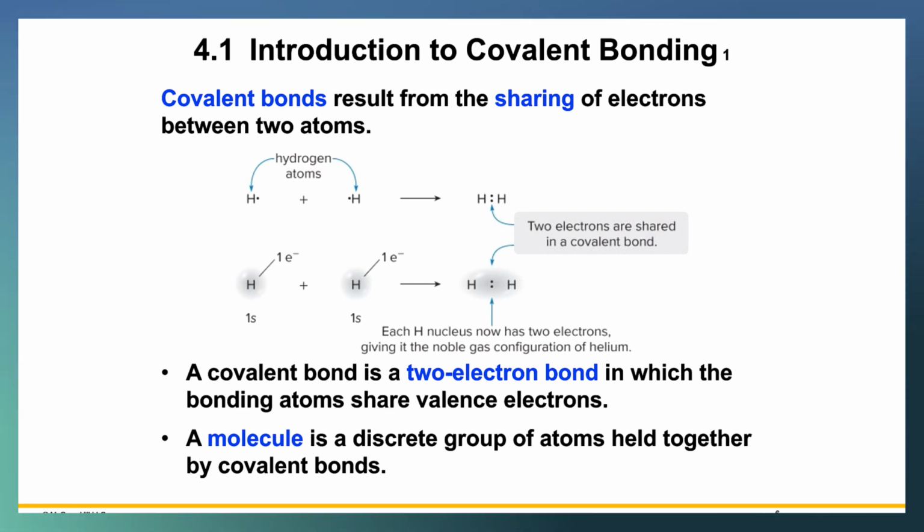So when you have covalent bonds, again, it's that sharing of electrons, like you can see with this example of hydrogen. And when you see a bond in a Lewis structure, which we'll get to in a moment and really focus on today in class, a covalent bond is a two-electron bond in which the bonding atoms share those valence electrons. And a molecule then is a group of atoms that are held together by those covalent bonds formed from those shared electrons.